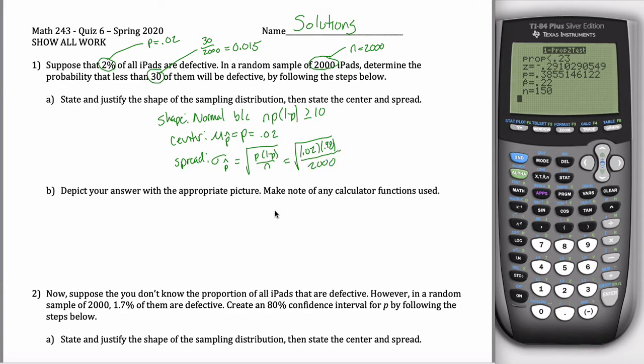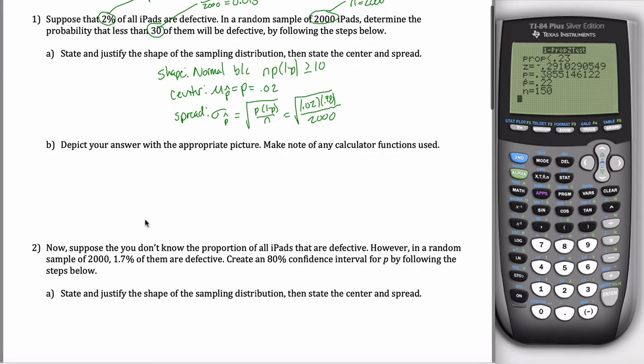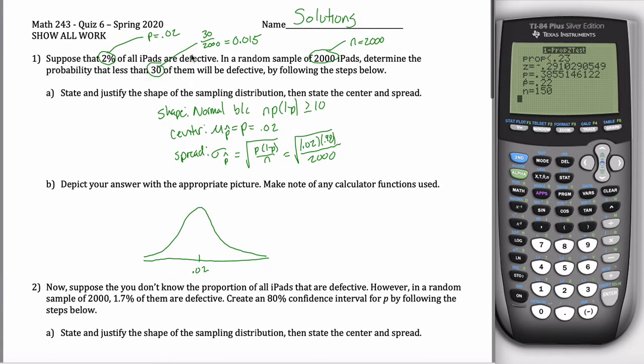Sure, this guy here. All right, and I'm supposed to depict my answer with the appropriate picture, make note of any calculator functions used. I can do that. There's my distribution. Approximately normal, as stated above. Good enough anyways. And in the center, I have 0.02. And what I want is less than 0.015. So I don't know, 0.015 is somewhere out here. And less than that would be this area.